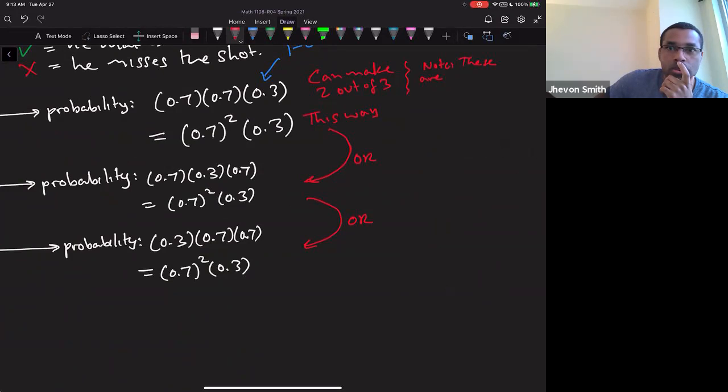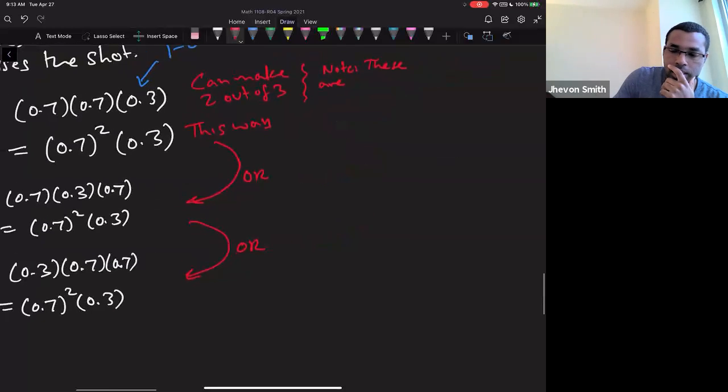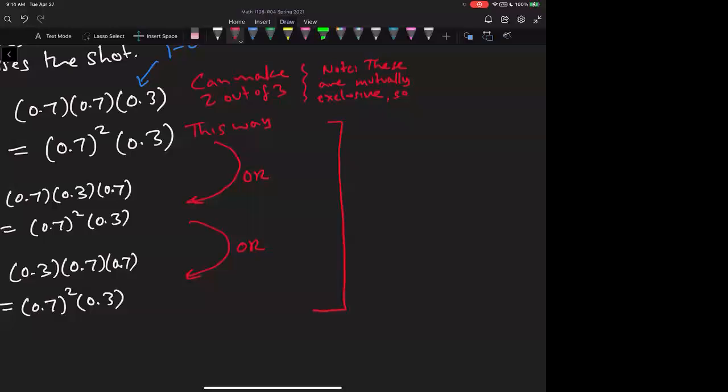So what does that tell you? What can you do with these numbers? Something we've seen before. So they cannot occur together. That's what we call mutually exclusive. And when events are mutually exclusive, what can we do with their probabilities in terms of OR? You can add them. You can add the probabilities.